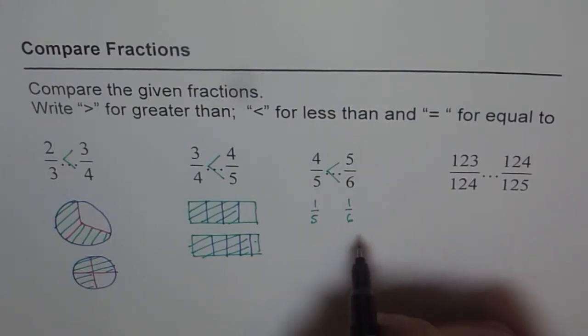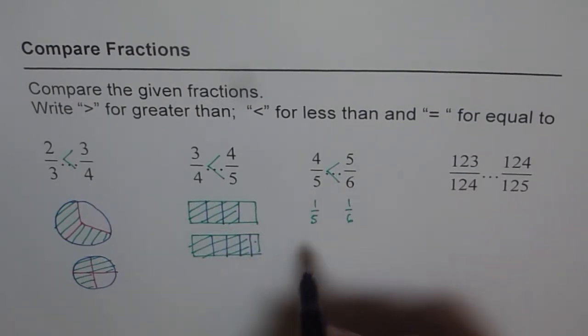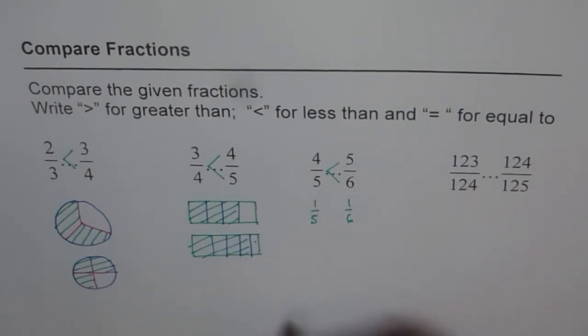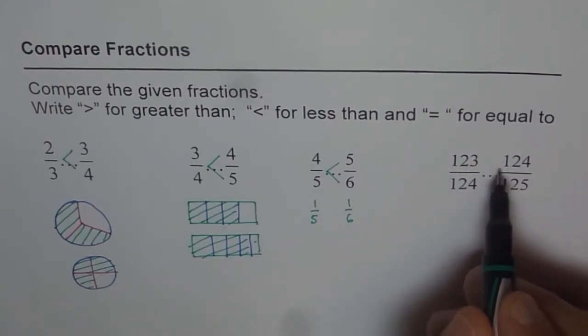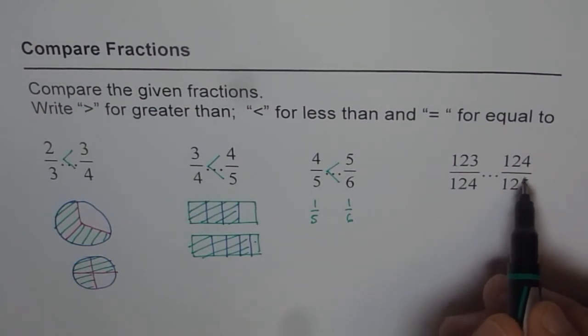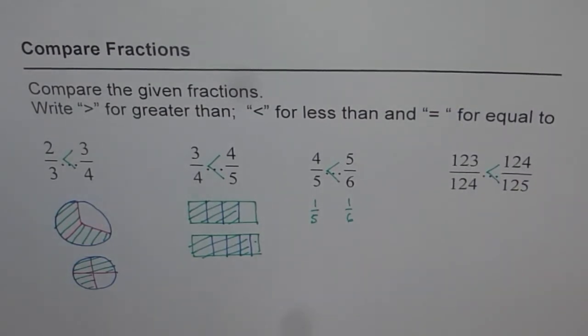Now here is a big number. When you do all this, it's so difficult. But with this logic, it becomes simpler. 123 over 124 or 124 over 125. That is closer to 1. Do you see that? Almost 1, almost whole. So that is greater. So that is how you can compare fractions at times, right? So this is a very useful technique and can be applied in comparing fractions.